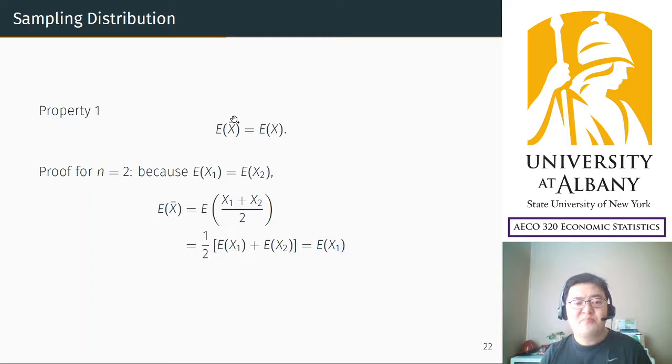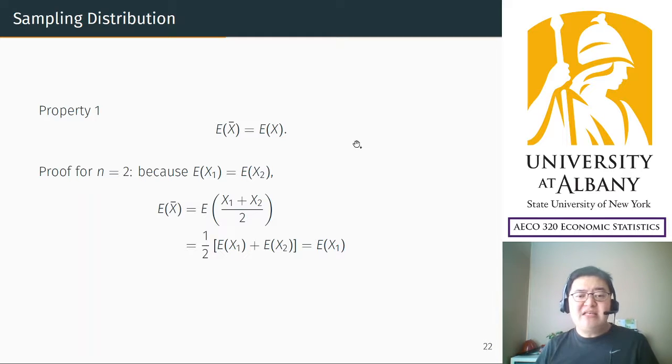First property is about the expectation. The expectation of the average is the same as the expectation of a single dice. As I explained, the center does not change. It is always centered at the same point, no matter how many dice you throw.